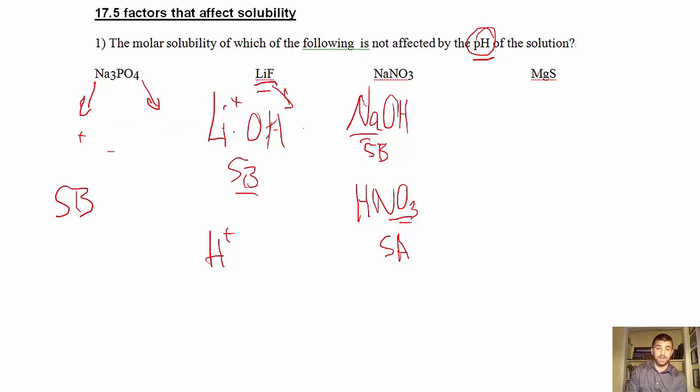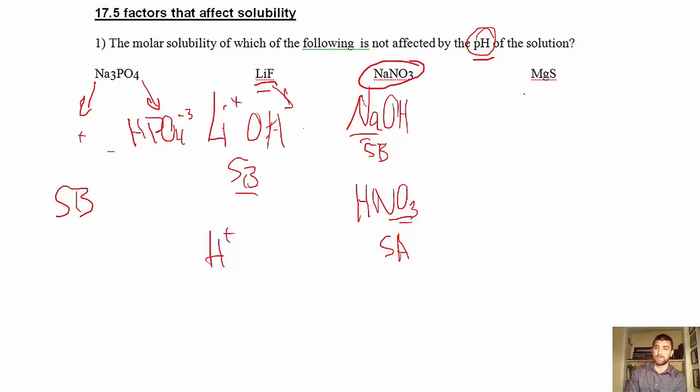Whereas if we were to look again at PO4 -3, when you put it in water, it's going to hold on to hydrogens. It likes to hold on to a few hydrogens. So it's going to be affected by the pH. So the NaNO3 won't be affected by the pH.